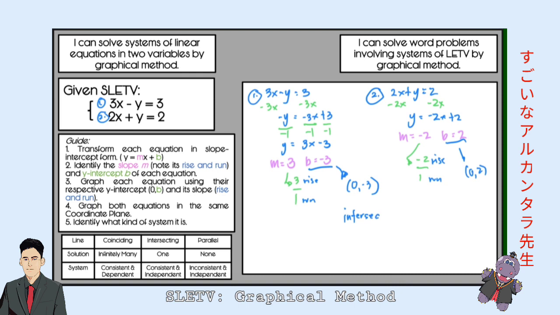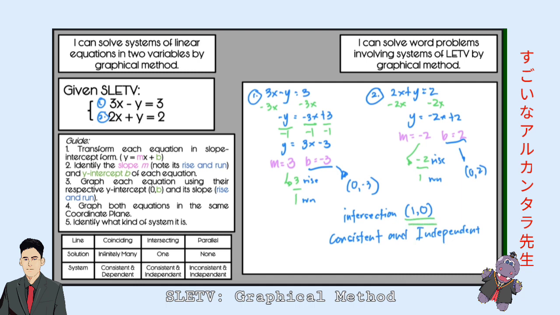Again, the intersection is at 1, 0. And as you can notice, our lines are intersecting, meaning this implies that our system is consistent and independent. Why is it consistent and independent? Because there is one solution.